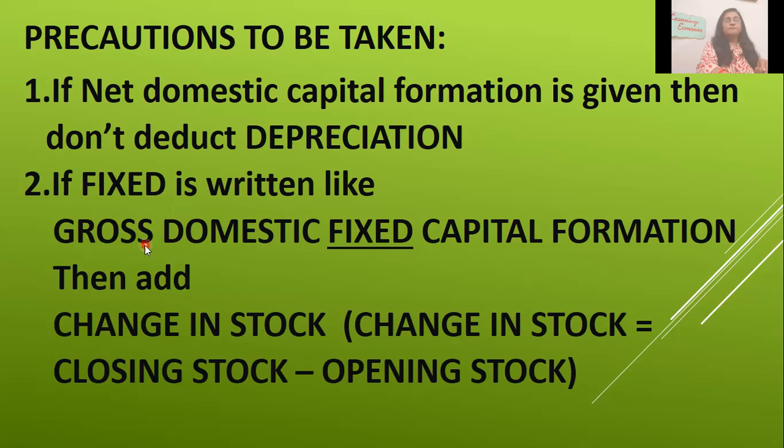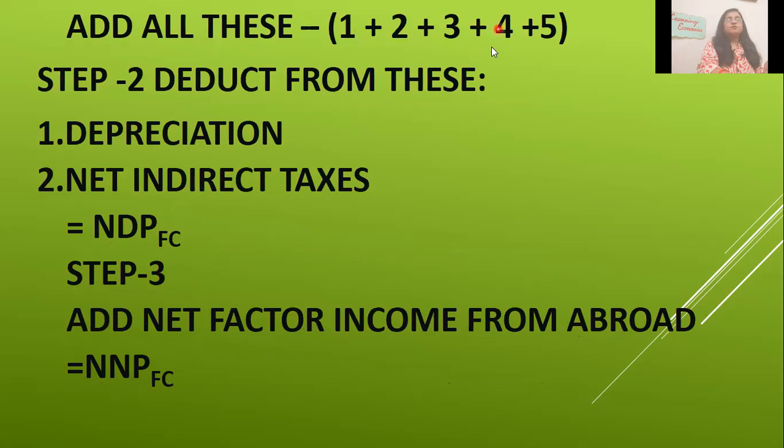If fixed is written, like gross domestic fixed capital formation, I've given an example over here, then you will also add change in stock. Change in stock can be directly given also, and it can also happen that you are given closing stock and opening stock, and then you find change in stock and add it. So it can happen like this also. So be clear in your 3 steps, be clear about the precautions, and I hope that you will be successfully doing the expenditure method. In the next video, I'll be telling you how to calculate the numericals related to the expenditure method. We'll see 2 numericals.